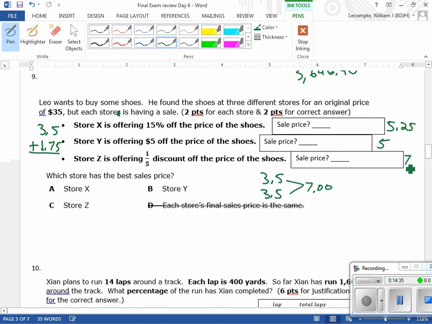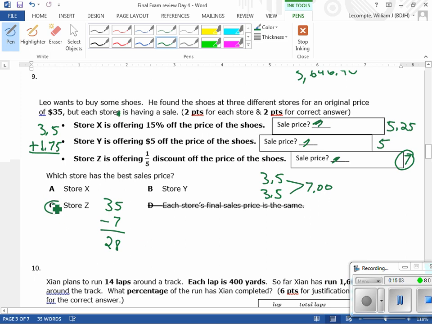So I don't really need to know the sales price. I don't need to know this information because I know how much I'm going to get off for each one, and it's the same price that I started with. So which store has the best sales price? Well, it's going to be the one that has the best sale, which is here. All right, so I would actually pay $28 for store C. So I would pick store C, which is answer C.